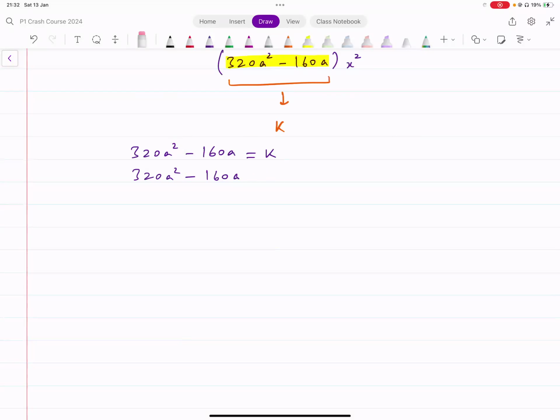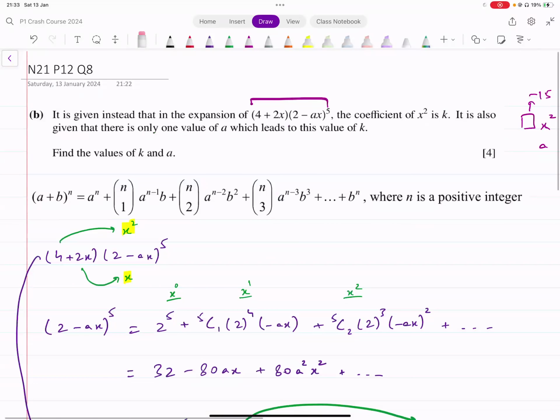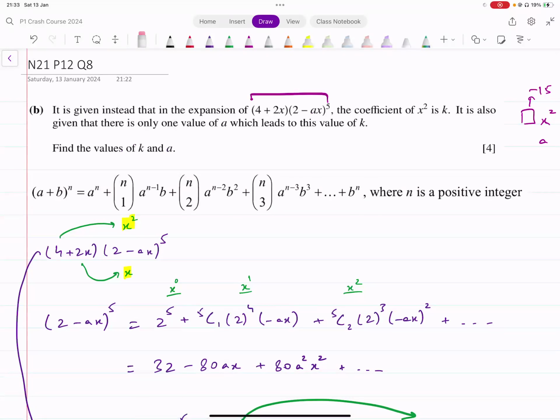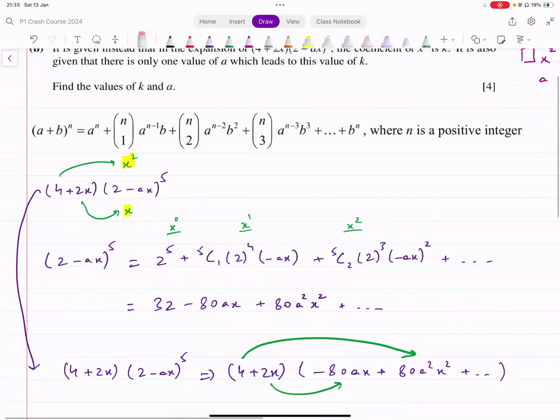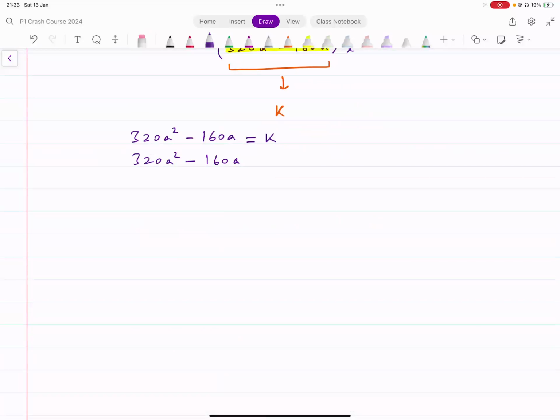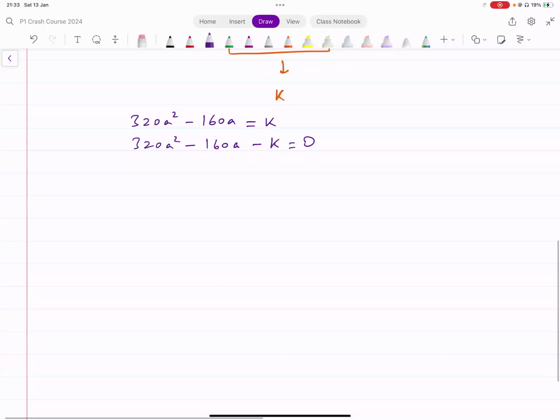Now we need to somehow figure out the value of k. We are given that there's only one value of a which leads to this value of k. Find the values of k and a. Okay. So now what we have is a quadratic equation. This is a quadratic equation. All right. Now, here we would actually have to use a concept of quadratics, which we are doing next. But in case you've covered the syllabus once, you might remember somewhat what you've done there.